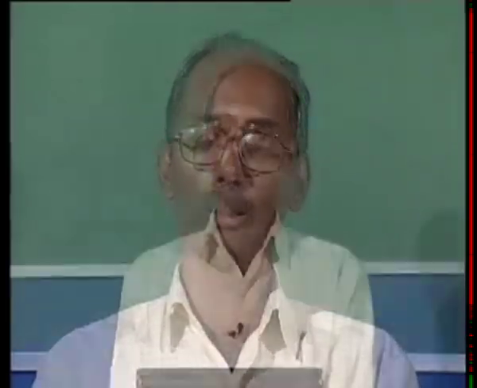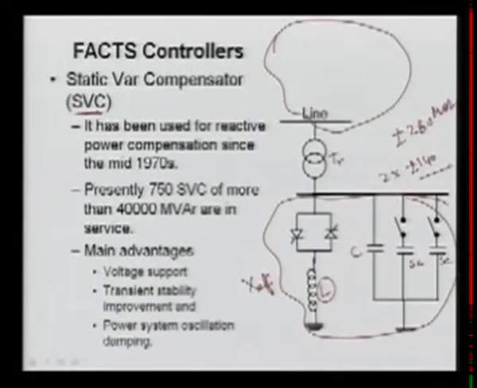So it has several advantages. It can provide the voltage support. It will improve the transient stability. We will see later all these things. And it also damps out the power system oscillations. And we will see these three advantages by analyzing a simple example.